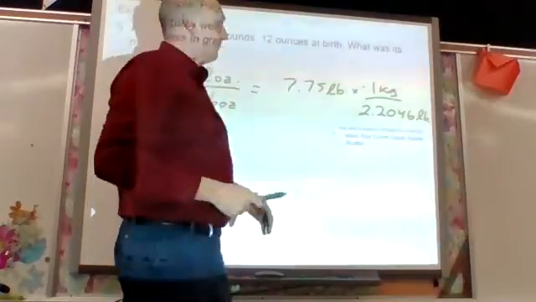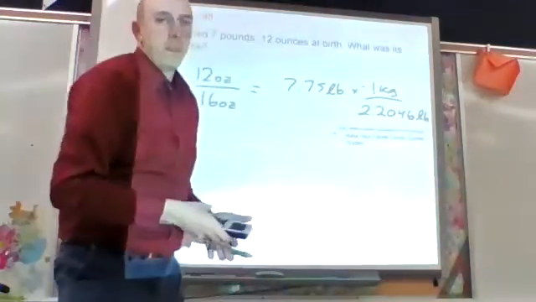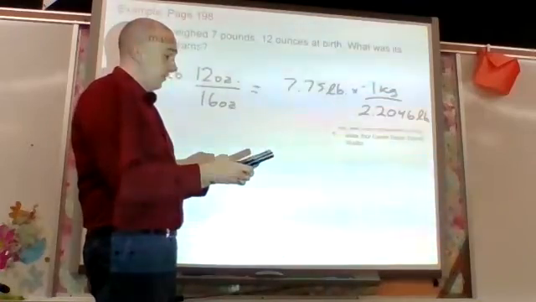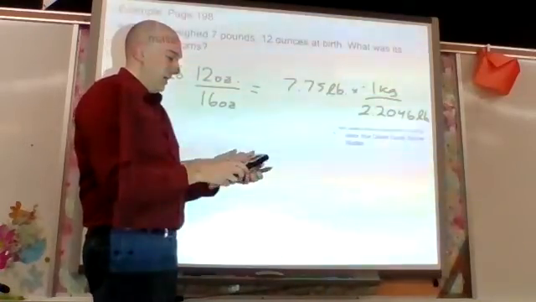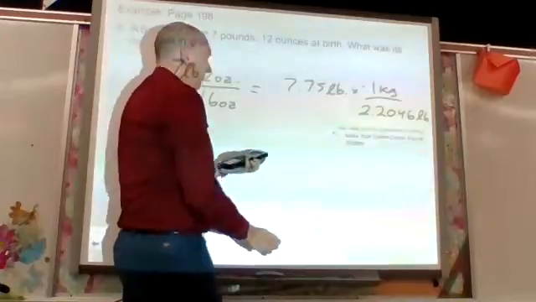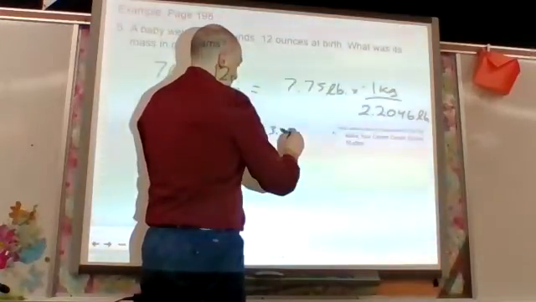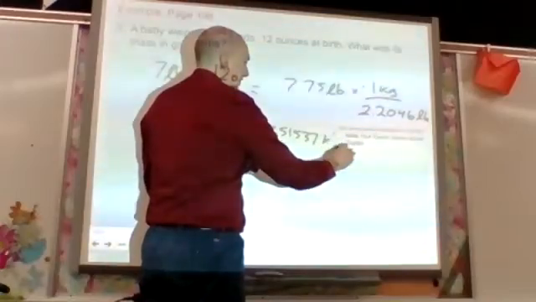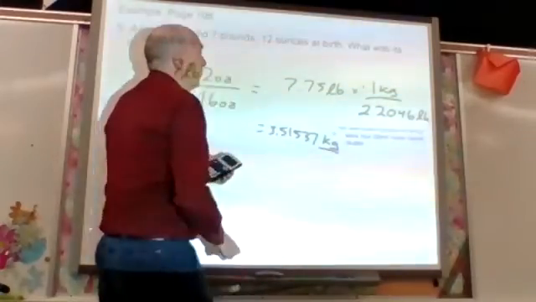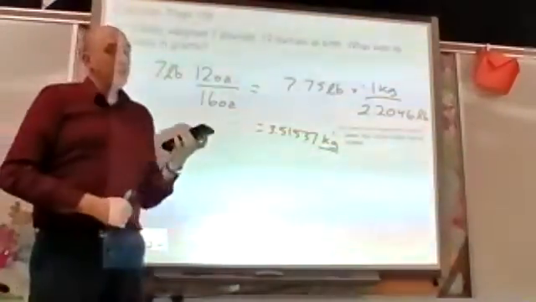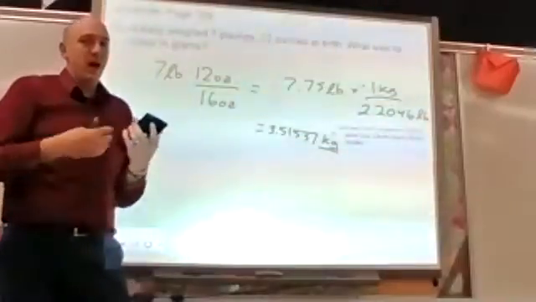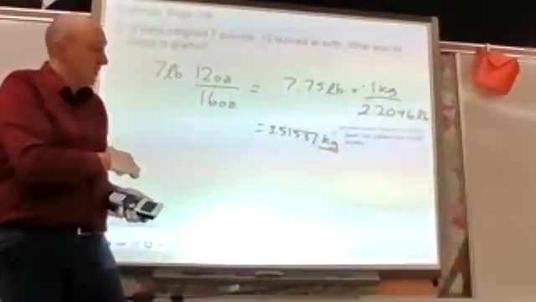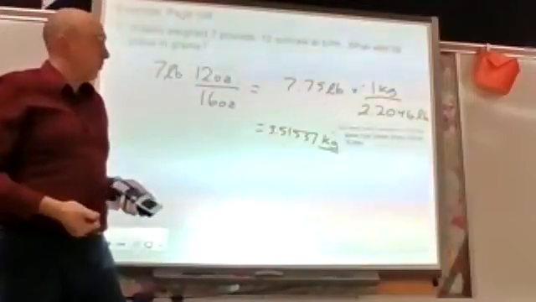So 7.75 divided by 2.2046, I get 3.5153.7 kilograms. Now, what does the question ask me? Read that very carefully. The question asks me how many grams this is. And I've got an answer in kilograms. Well, how many grams are in 1 kilogram?